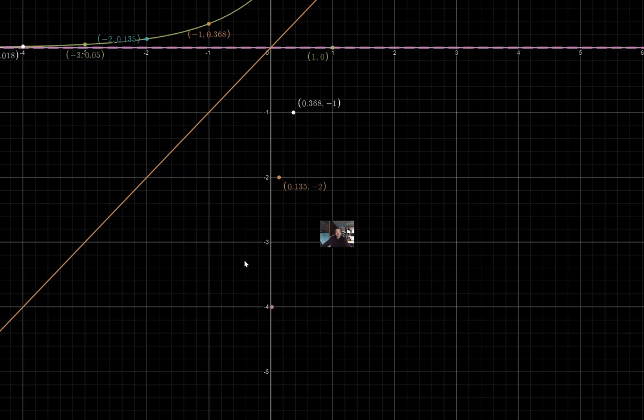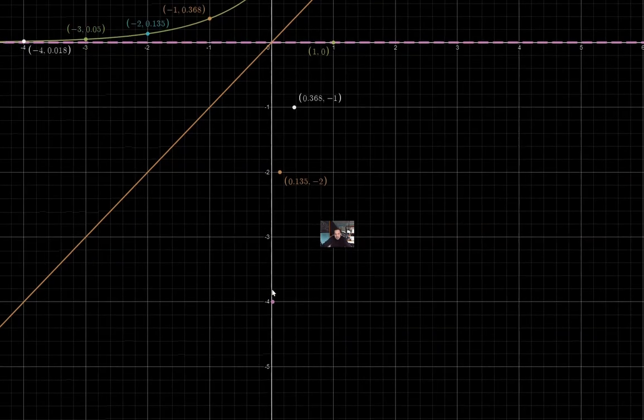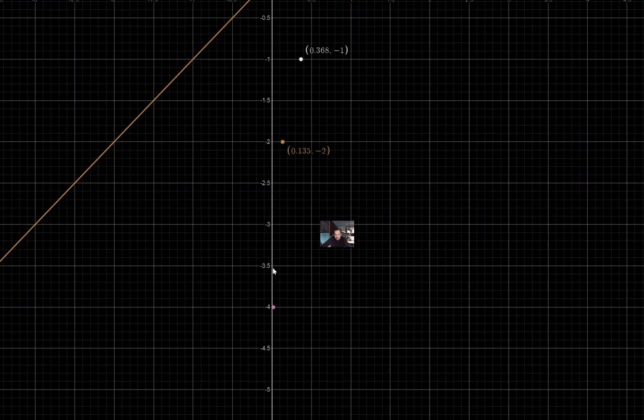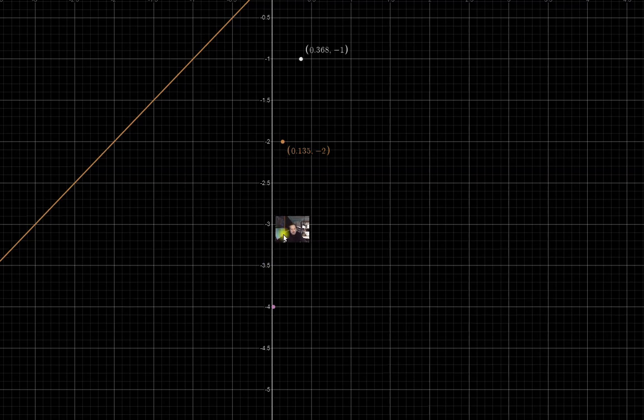I'm going to move only along the vertical axis. Trace, okay? So let's see here. Let me zoom in. There you go. This is negative 3.5 on the y, but x is 0, correct? This is negative 3 on the y, but x is 0. This is negative 2.5 on the y, but x is 0. This is negative 1.5 on the y, but x is 0.